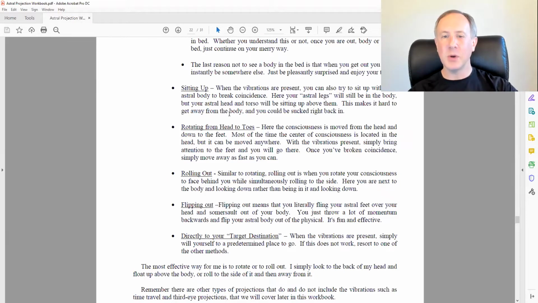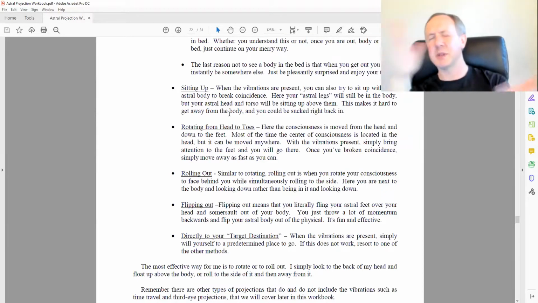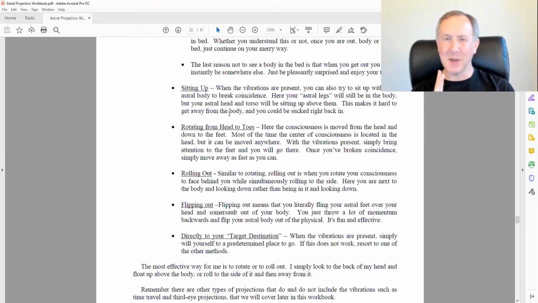Rotating from head to toes. We can practice this when we get into the meditations. It's almost nauseating to move your astral feet to the left. This is the way I usually do it. My astral feet move left and my head moves to the right. But not my physical body, of course.